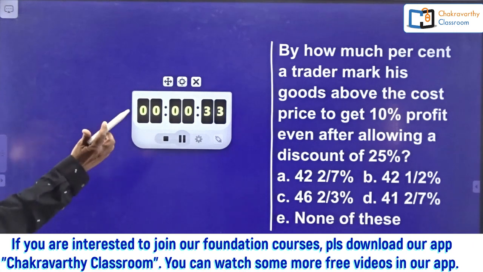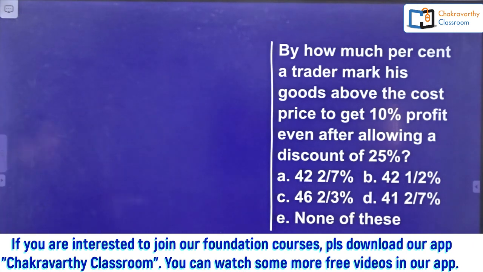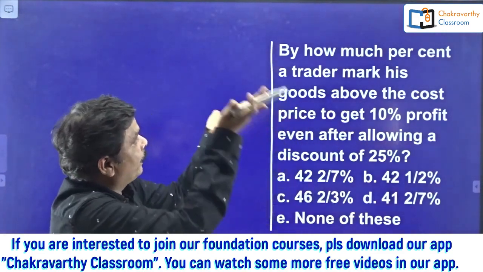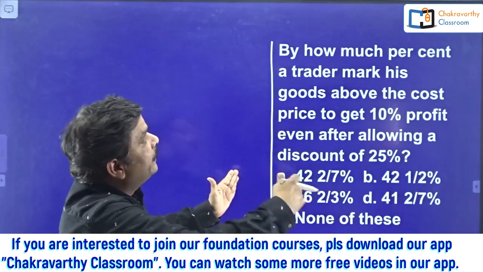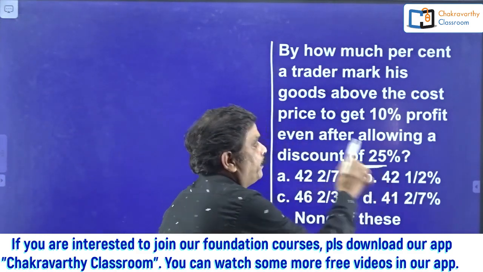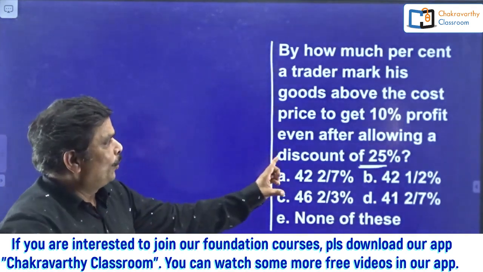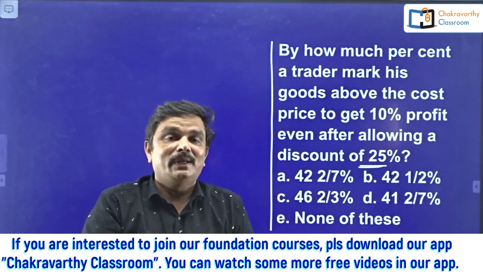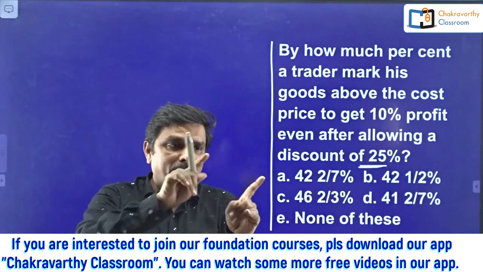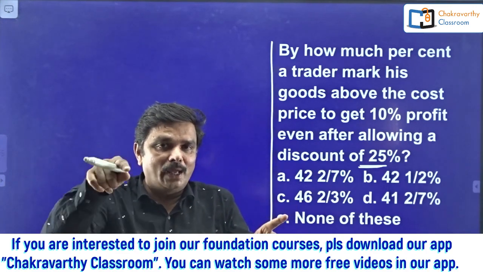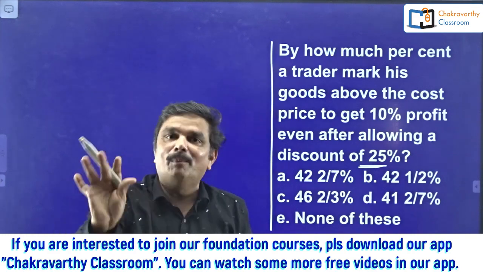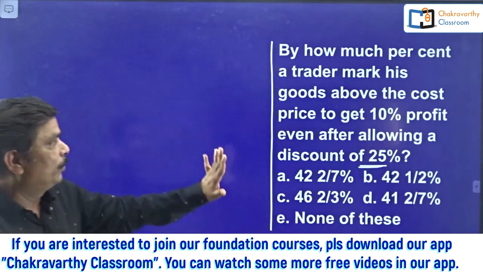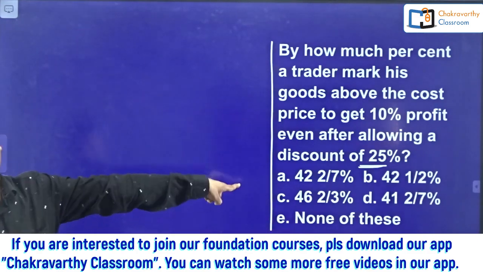Right. They are asking the question based on percentage. First, try to understand the question properly. By how much percent does a trader mark his goods above the cost price to get 10% profit even after allowing a discount of 25%? If we go with the shortcut way, a simpler way, I don't even need the selling price. In our regular course I have given that. Simply we can compare cost price with market price with the help of discount and profit. There is a direct formula for that, but you may be confused because some students may be beginners here. For that reason, we'll go with the same method which I discussed in the first question.